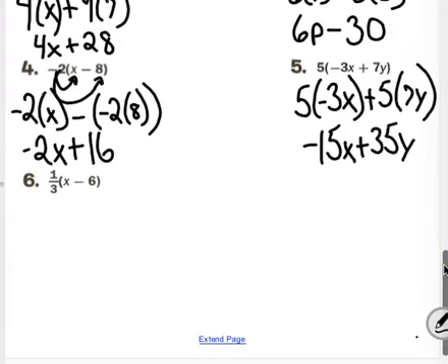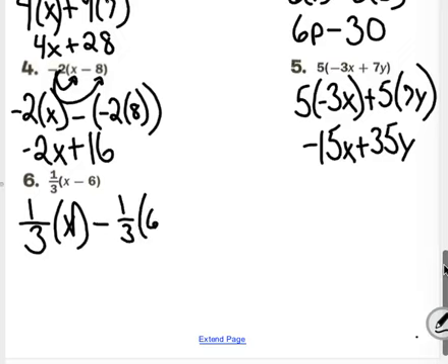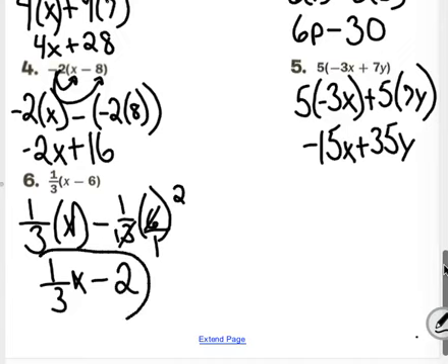All right, last one. Got a fraction. Nothing about this changes just because it's a fraction. We're just going to rewrite by distributing that number to each term. So 1/3 times x minus 1/3 times 6. 1/3 times x is 1/3 x, and 1/3 times 6 is the same as 1/3 times 6 over 1, and that we can simplify by making that 2 and that 1, so that becomes minus 2. So there's our last answer, 1/3 x minus 2.